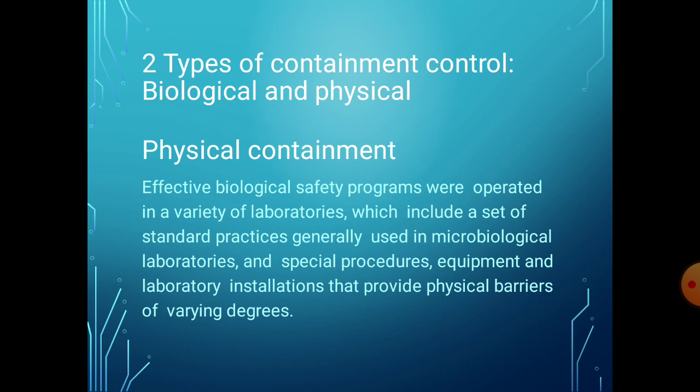There are two types of contaminant control, biological and physical. Physical containment is a very effective biological safety program operated in a variety of laboratories, which includes a set of standard practices generally used in microbiological laboratories and special procedures, equipment, and laboratory installations that provide physical barriers of varying degrees.